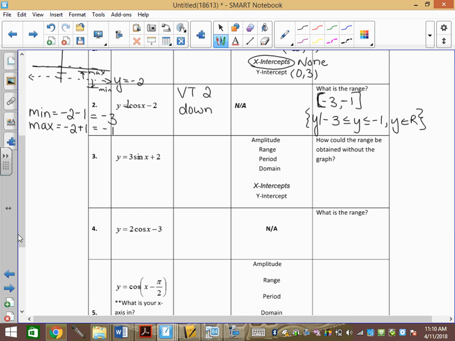Vertical stretch by a factor of 3 about the x-axis.